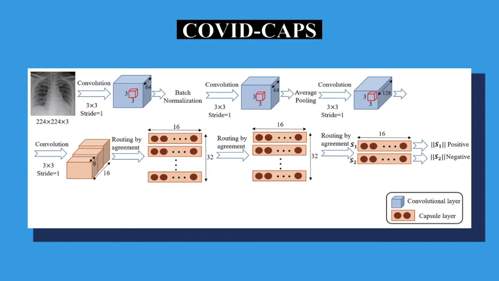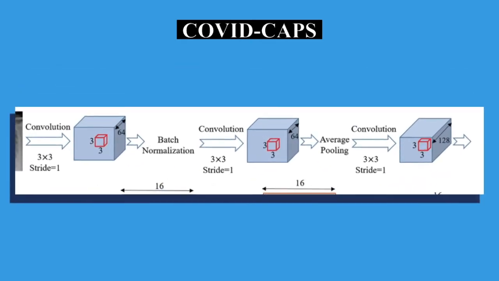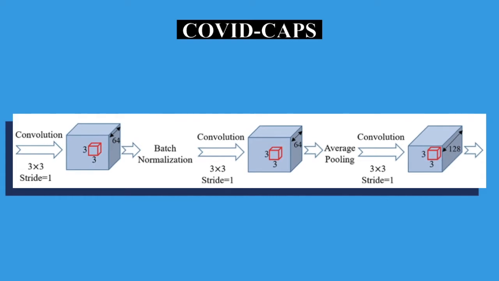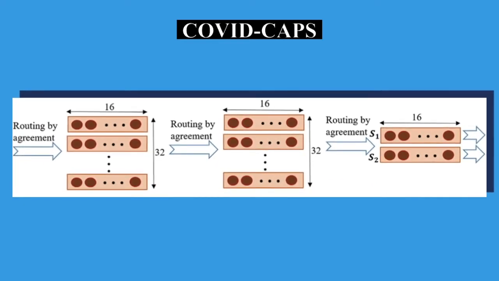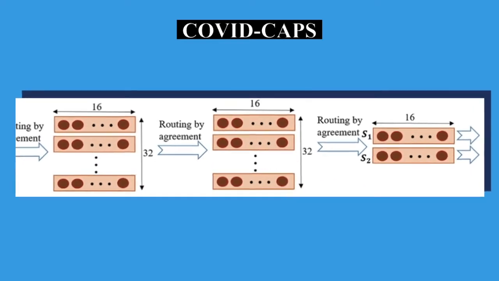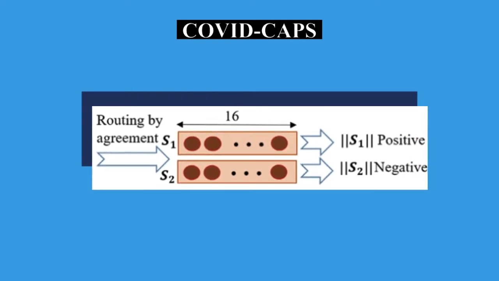The architecture of the proposed COVID-CAPS starts with the input of 3D X-ray images, 4 convolutional layers, and 3 capsule layers. The first layer is a convolutional neural network followed by batch normalization. The second layer is followed by average pooling. The third convolutional layer is followed by 3 capsule layers, which perform the routing by agreement, the last of which contains the instantiation parameters of the 2 classes of positive and negative COVID-19. The length represents the probability of each class being present.